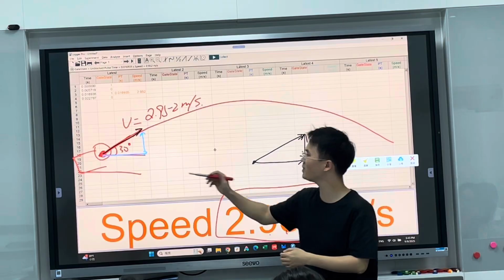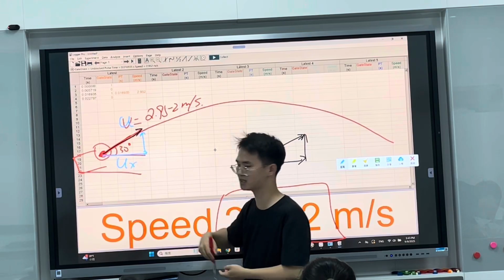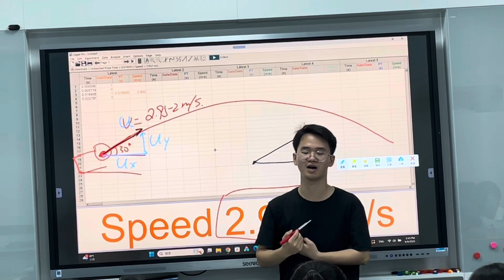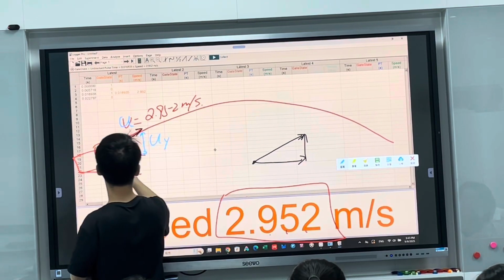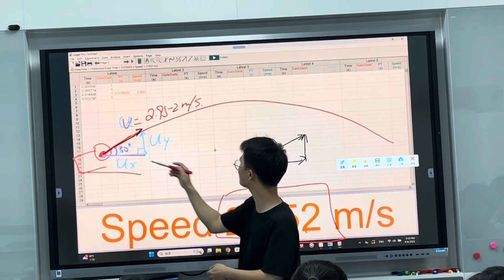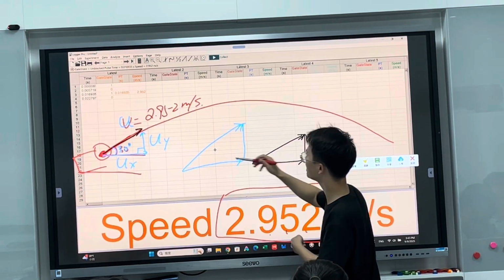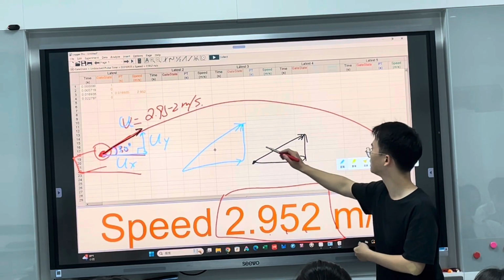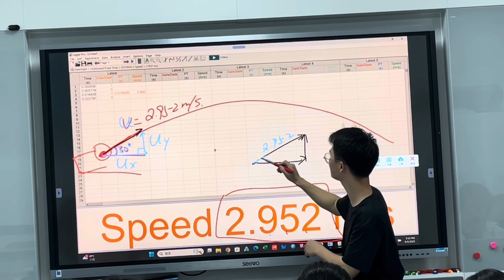velocity vectors here. Let's use u, which is initial velocity, to represent it. Which means we can use ux, which is the initial velocity of the x-axis, and uy, which is the initial velocity of the y-axis, to represent it, right? And we know that this triangle here has an angle of 30 degrees, and this is a right triangle. And we know that in this velocity triangle, vector triangle, the hypotenuse is how long? 2.952, and we know this angle is 30 degrees.